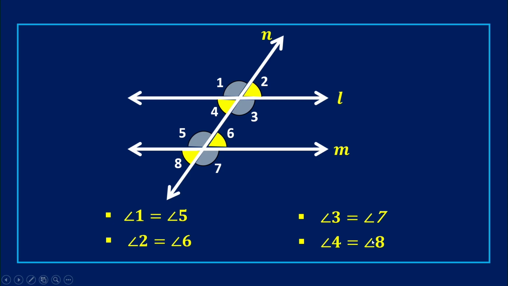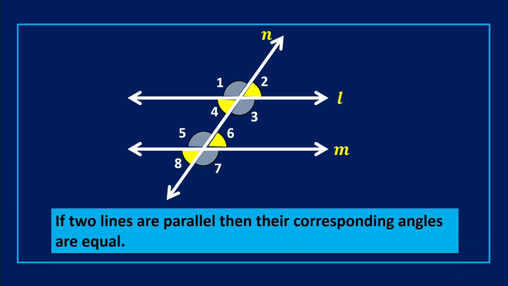It is also on one side. Angle 4 is equal to angle 8. It is on one side of the transversal line. These angles are called corresponding angles. If two lines are parallel, then their corresponding angles are equal.